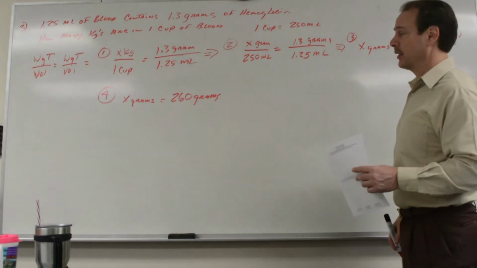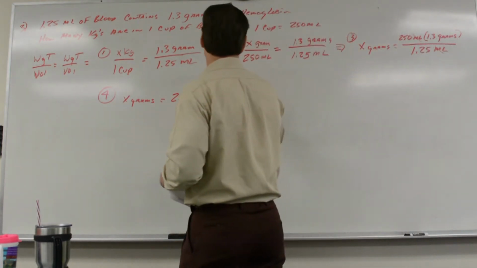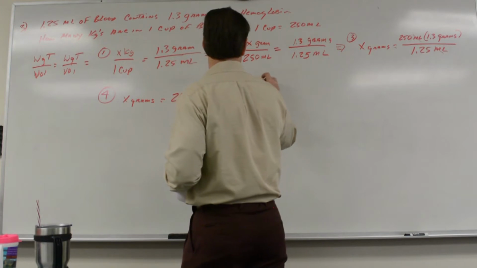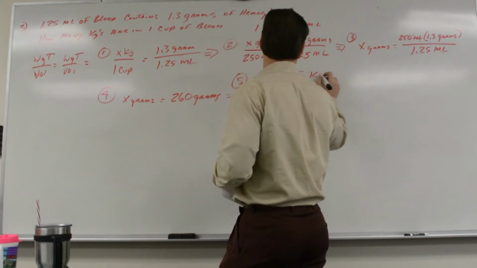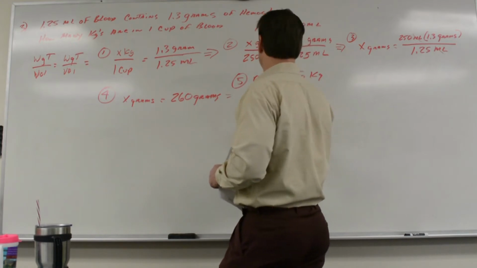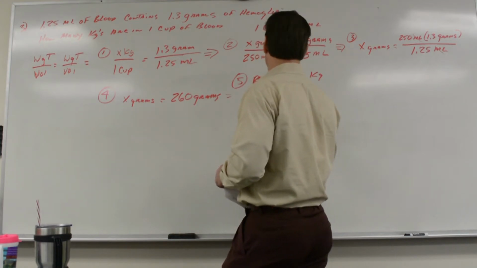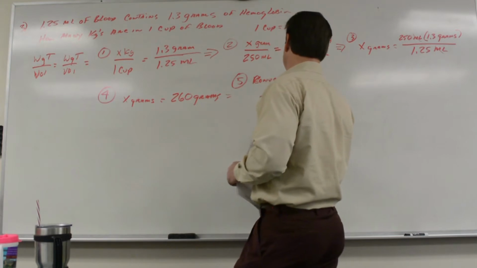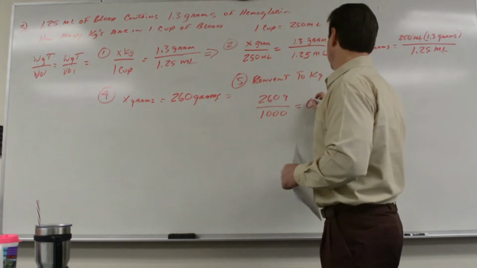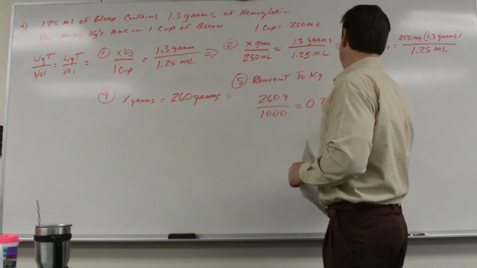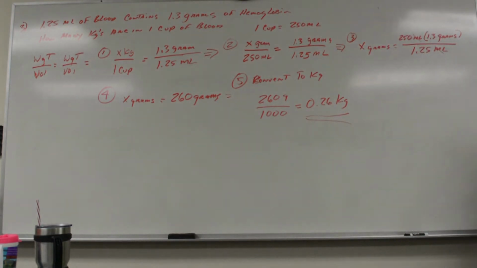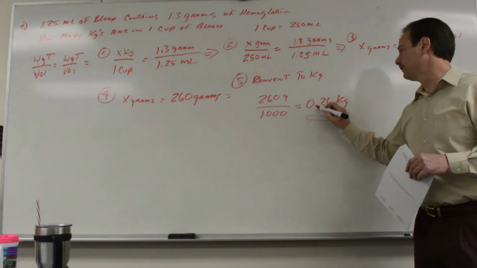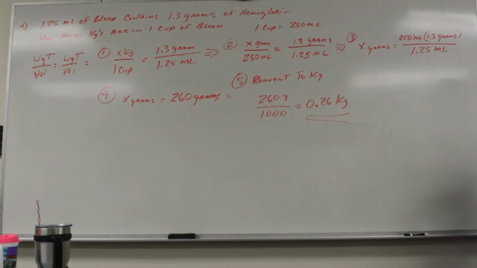But we don't want grams, we want kilograms. So our last step, convert to kilograms. And how are we going to do that? 260 divided by 1,000. And we're going to get 0.26 kilograms. Does that make sense?